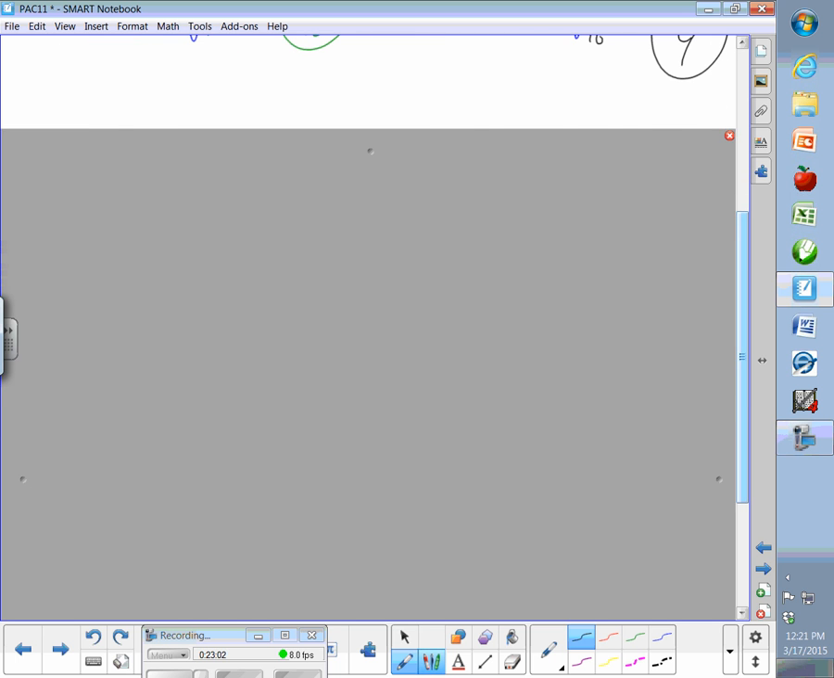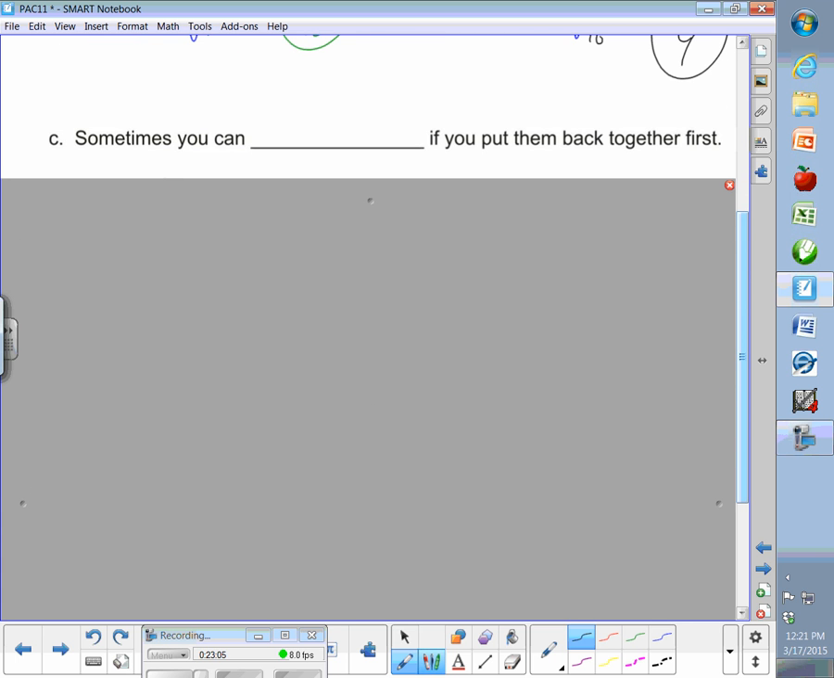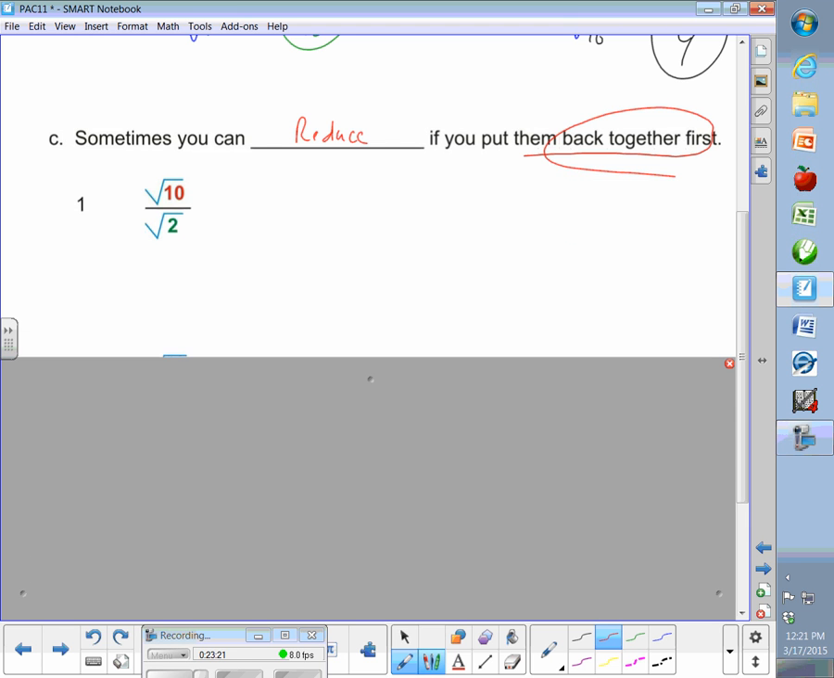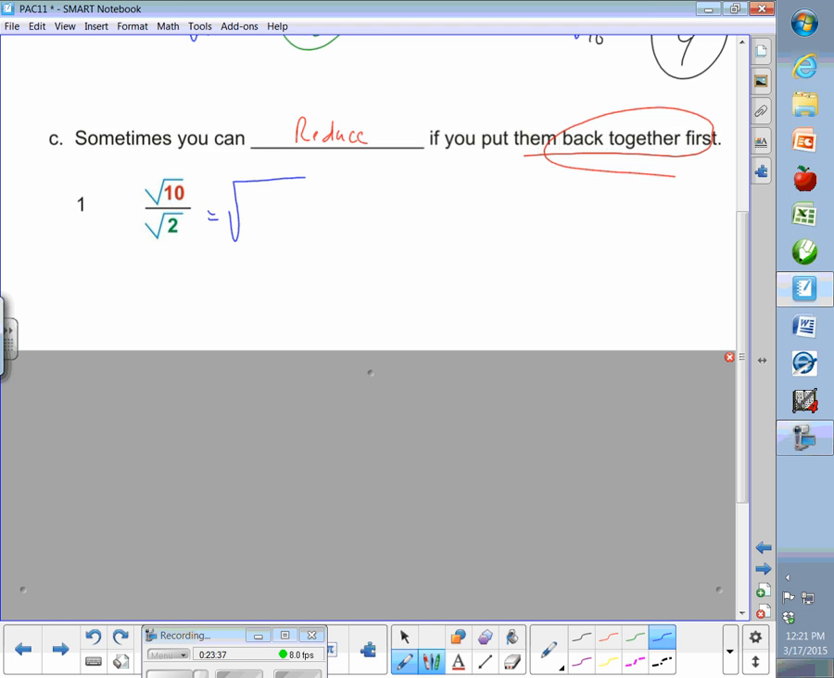All right, last thing. Sometimes you can reduce. Look at this. If you put them back together first, sometimes it helps to go backwards. I'm just telling you, sometimes it helps. Look at this one. Can you simplify the square root of 10? No, you can't. Decimal round off is the only way. A 10 is a 2 times 5. Can you simplify the square root of 2? No. But what if I go backwards? What if I put them back into a fraction?